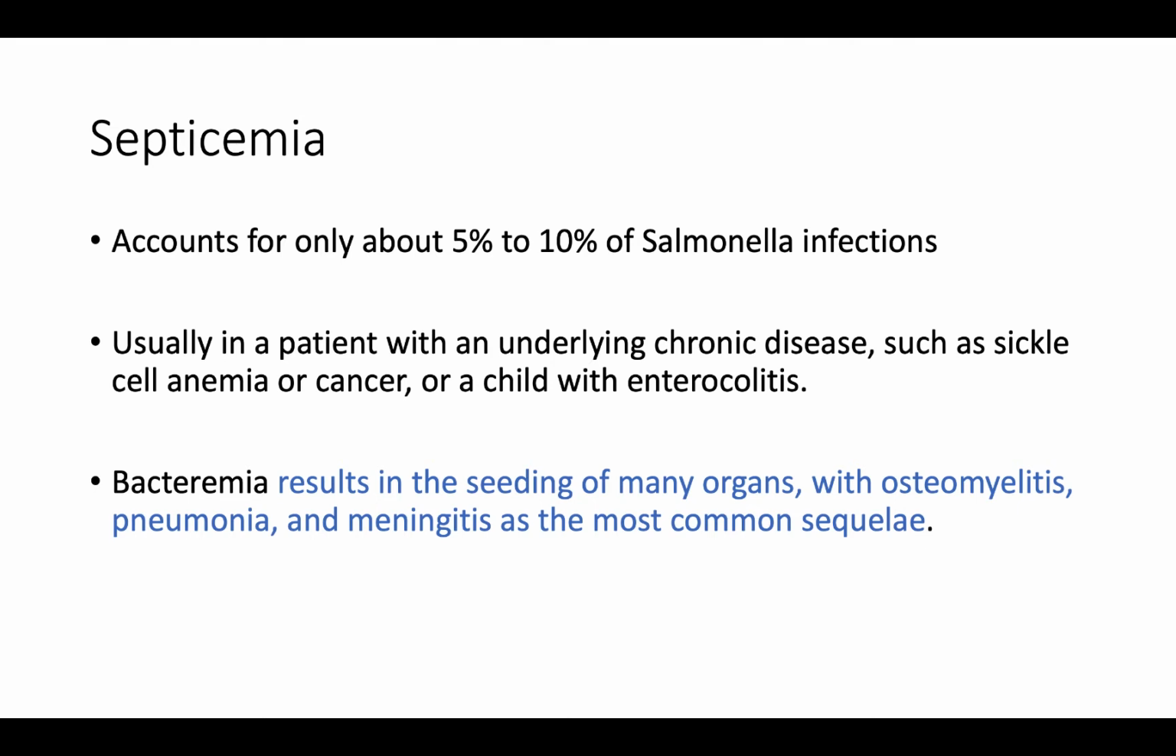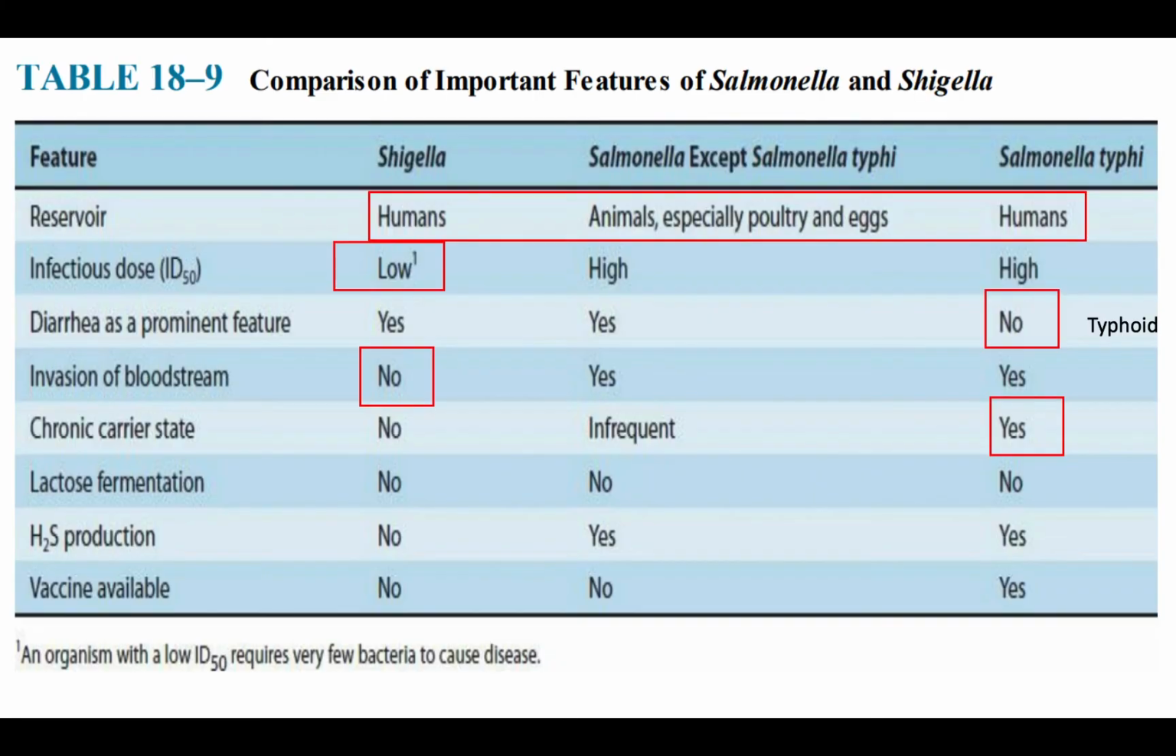Now for septicemia, it accounts for less than 10%. Usually in patients with underlying chronic disease, for example sickle cell anemia, cancer. Okay. We know cancer reduces the immune system. We know sickle cell anemia patients can have autosplenectomy. We know children with enterocolitis as well may be susceptible. So bacteremia results in the seeding of many organs. Osteomyelitis, meningitis, pneumonia are common areas that may be affected.